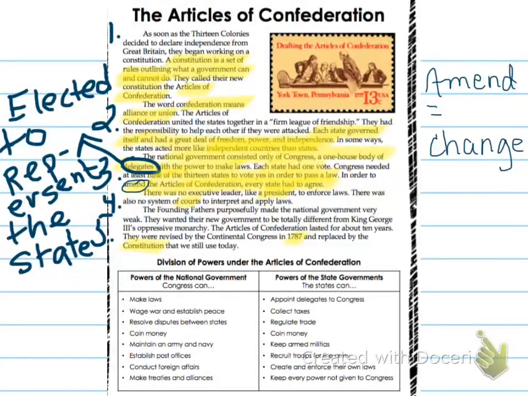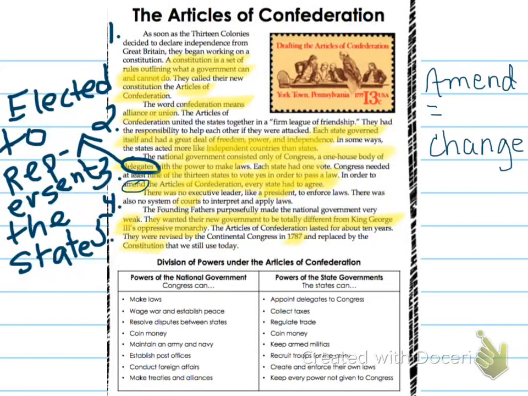The reason why they made this Constitution so weak in the beginning was that they wanted it to be different from anything that England was doing to them. They didn't want to do anything like King George had done to them. Okay? So that's a real quick article about the Articles of Confederation.